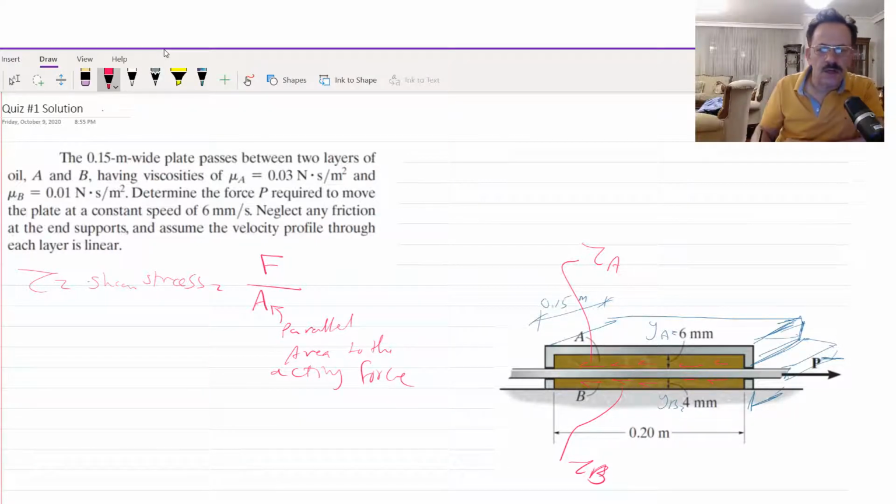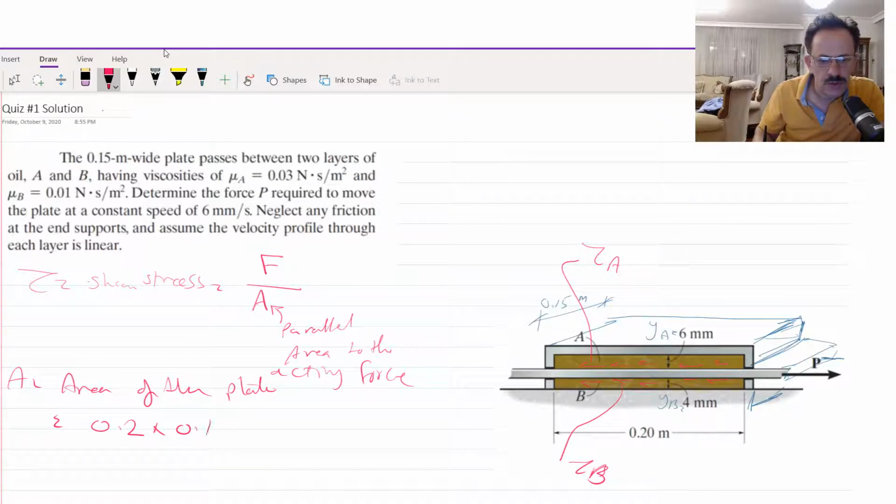Now I know that the area for each of them is equal. Area is equal to the area of the plate, which is equal to 0.2 times 0.15 meter, and this will become 0.03 meter square.